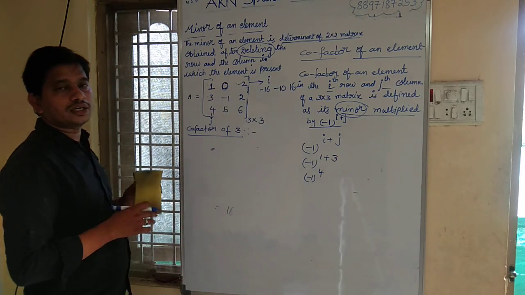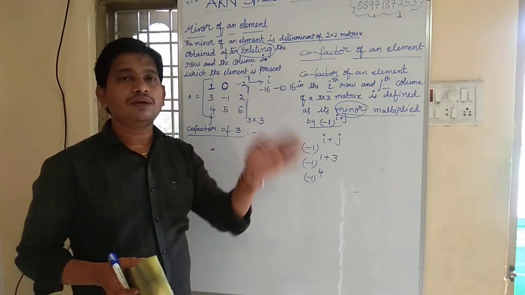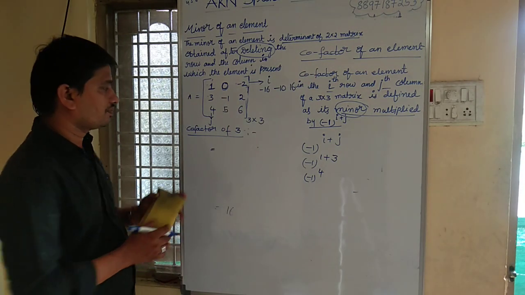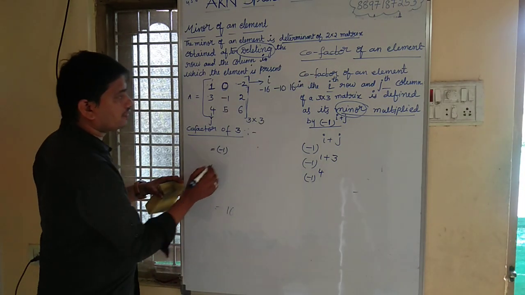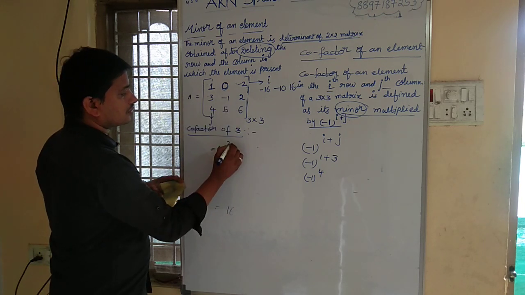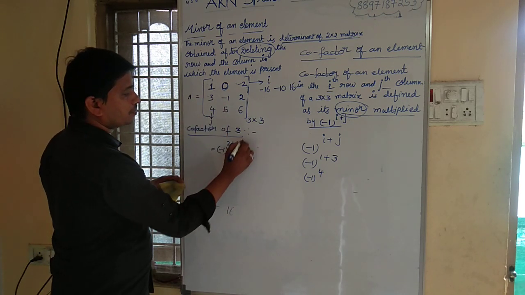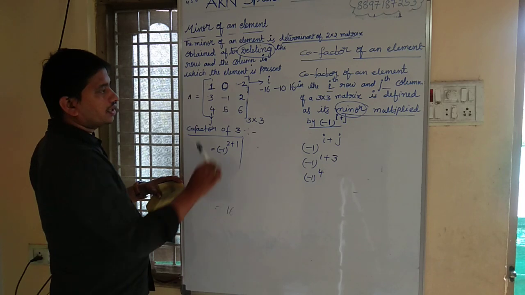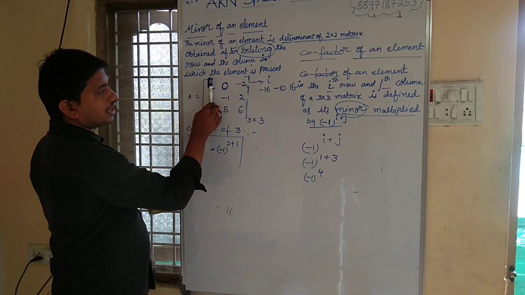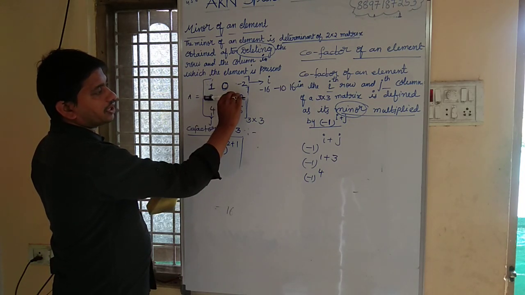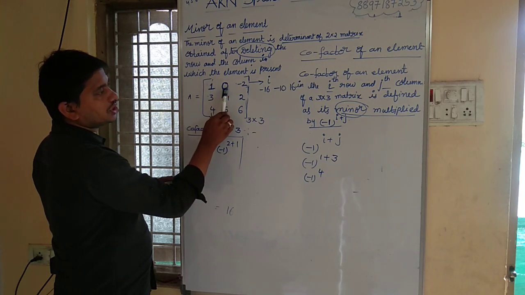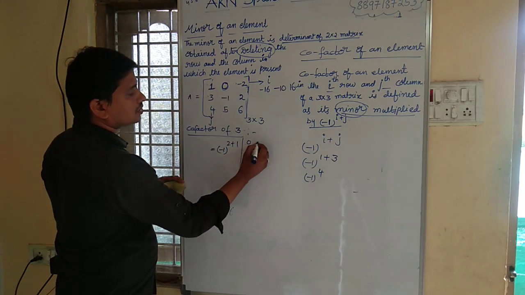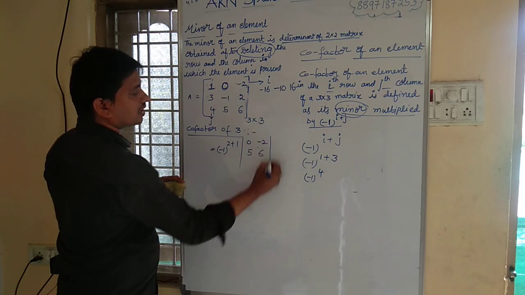How to find cofactor? Minor multiplied by minus 1 to the power i plus j. It is in second row and first column, so minus 1 to the power 2 plus 1. That particular row and particular column you remove. 0 minus 2, 5, 6, children.